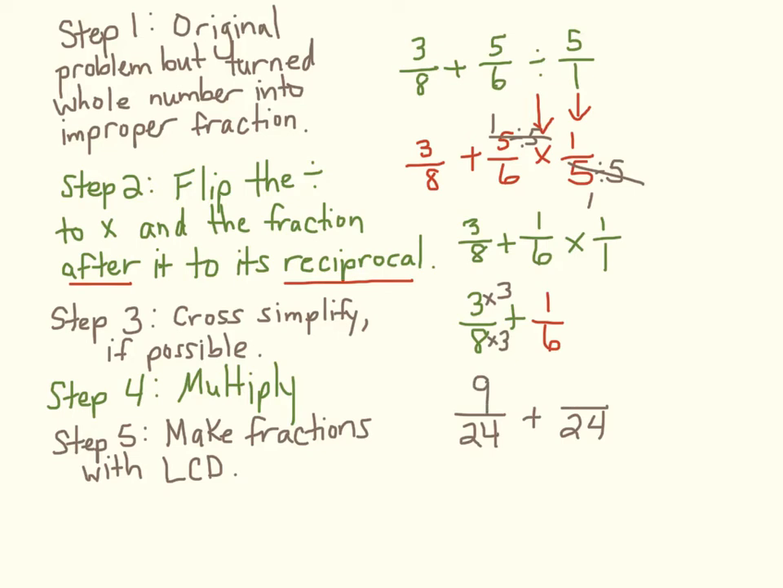And then over here, if I'm going to get 6 to go into 24, I'm going to have to multiply it by 4. And if I'm going to multiply that bottom by 4, then I have to do the numerator also. So my new fraction over here is going to be 4/24.